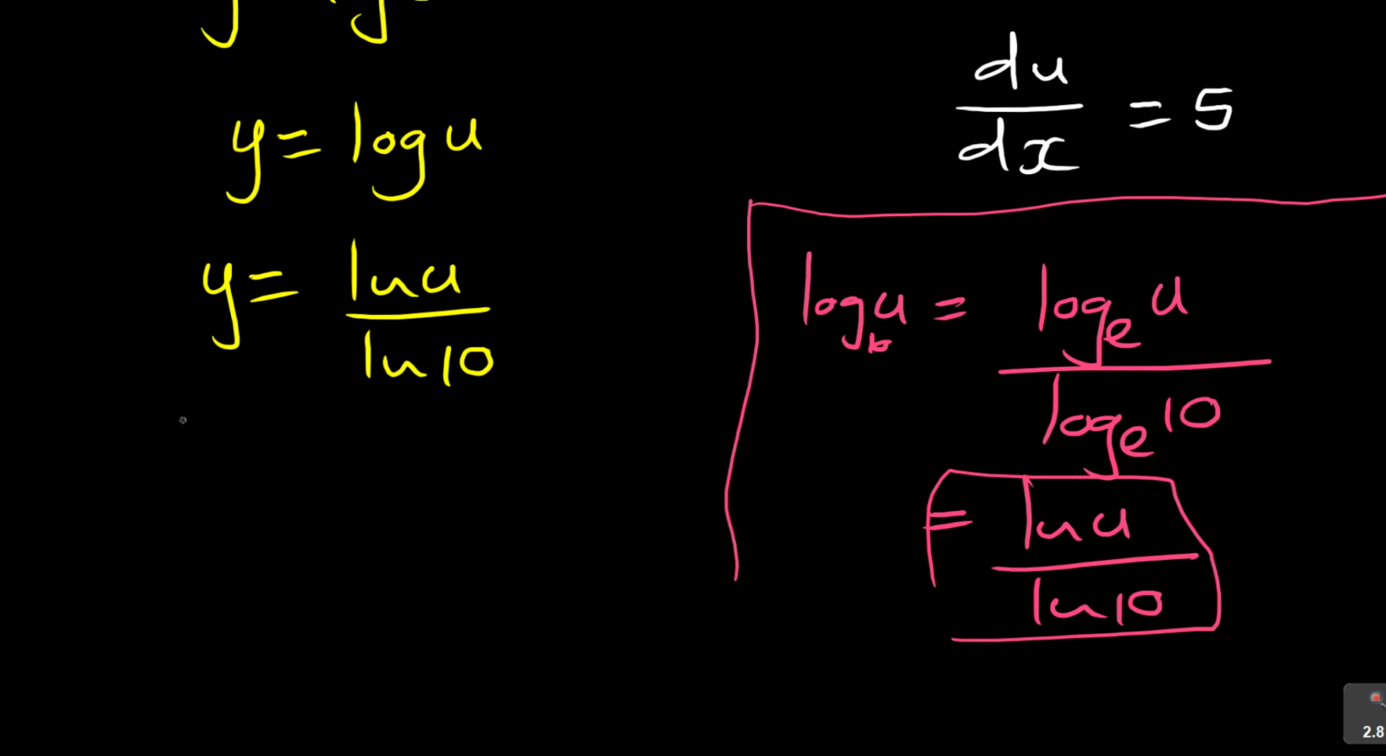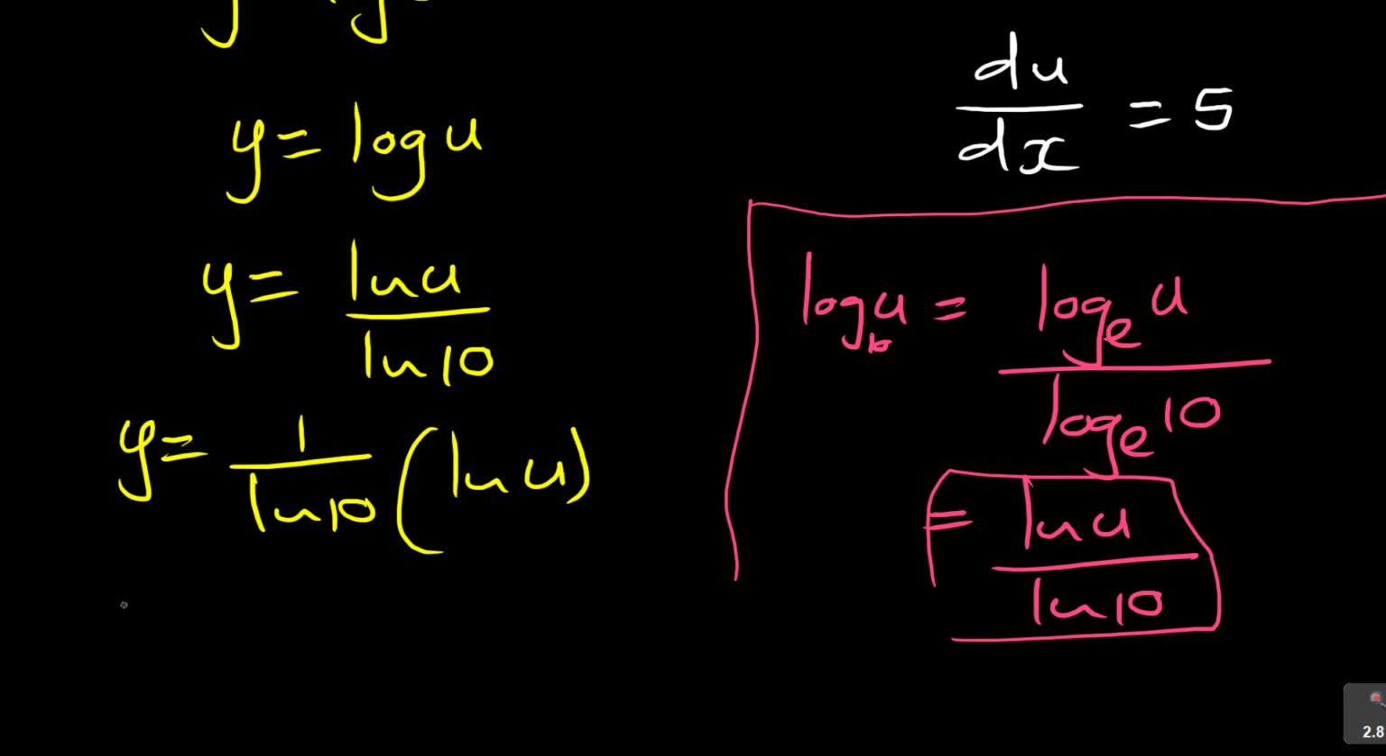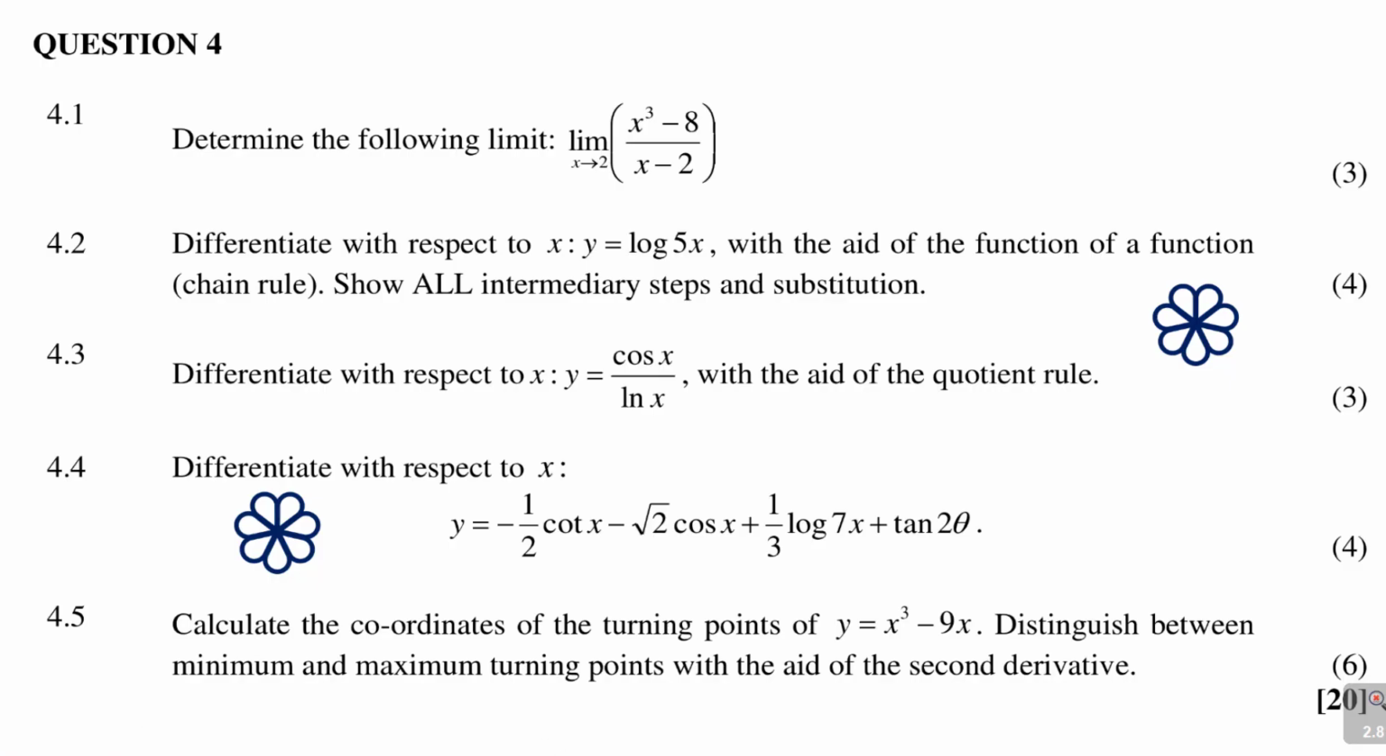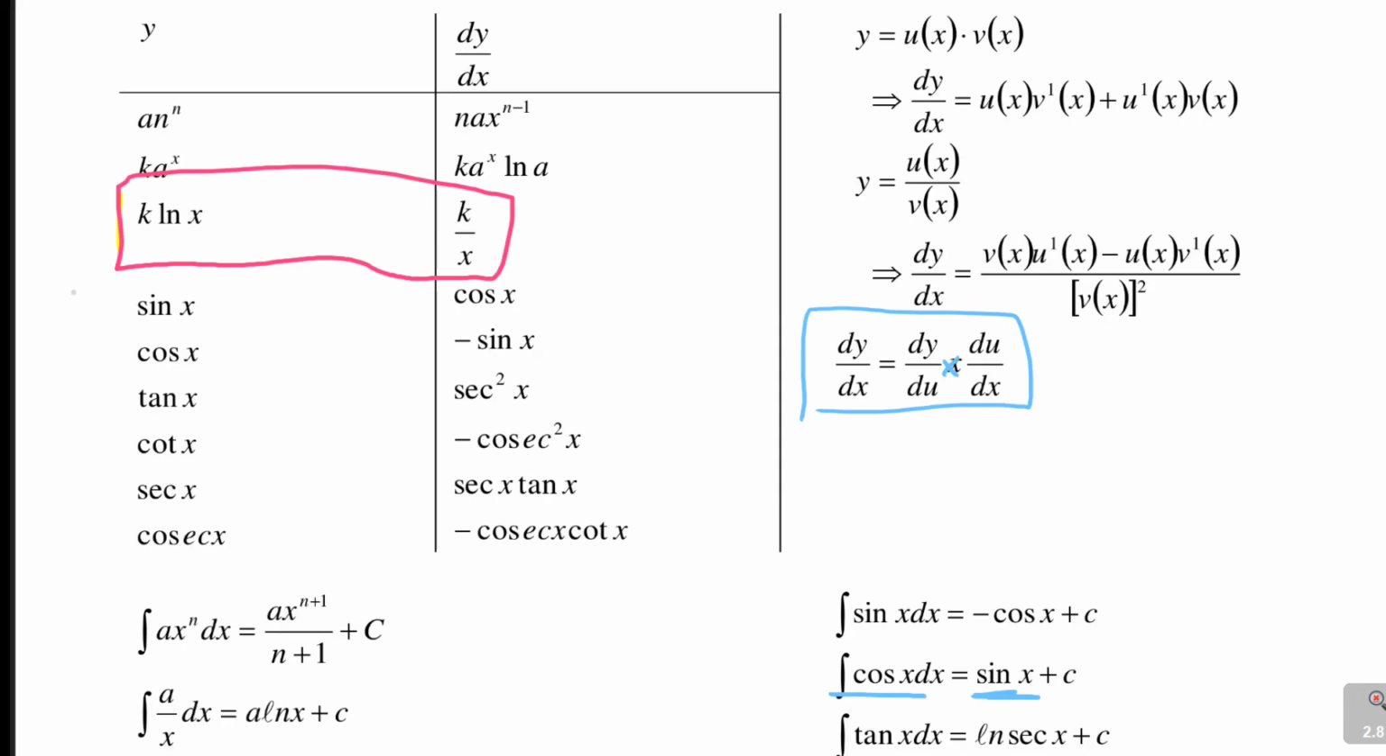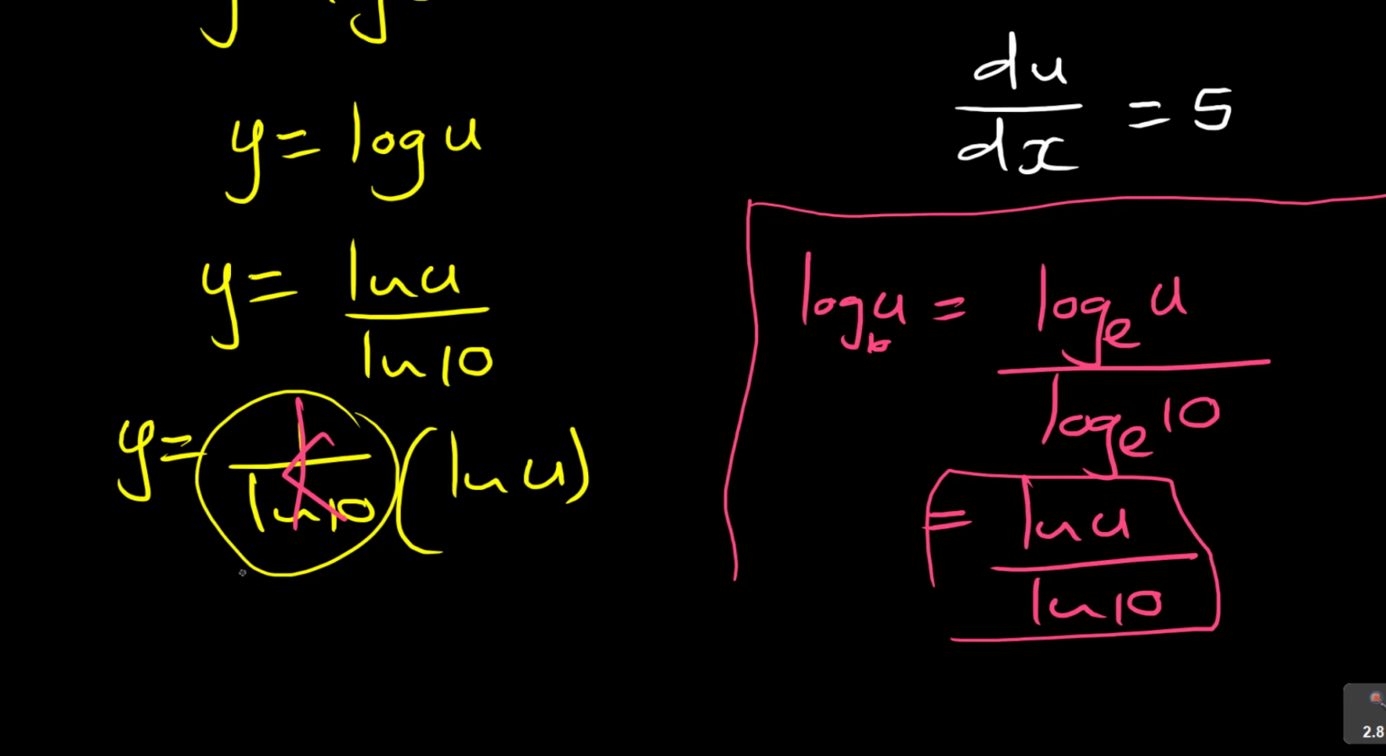This is more like my k. So it's the same as saying y is equal to 1 over ln 10, which is a number, times ln u, where this one is my big K. You can use the formula here. Remember, the formula was: if you're looking at k ln x, the derivative is k over x. That's what I'm going to do here.